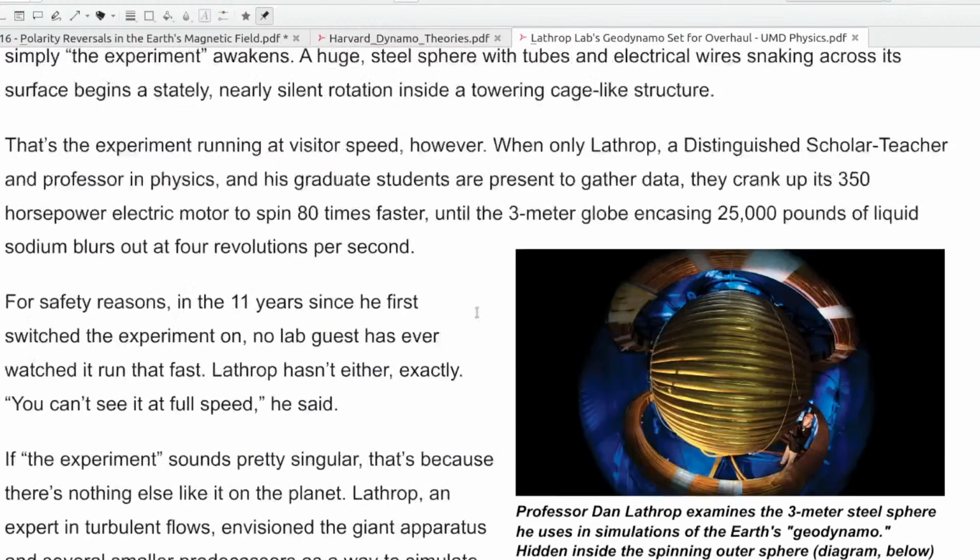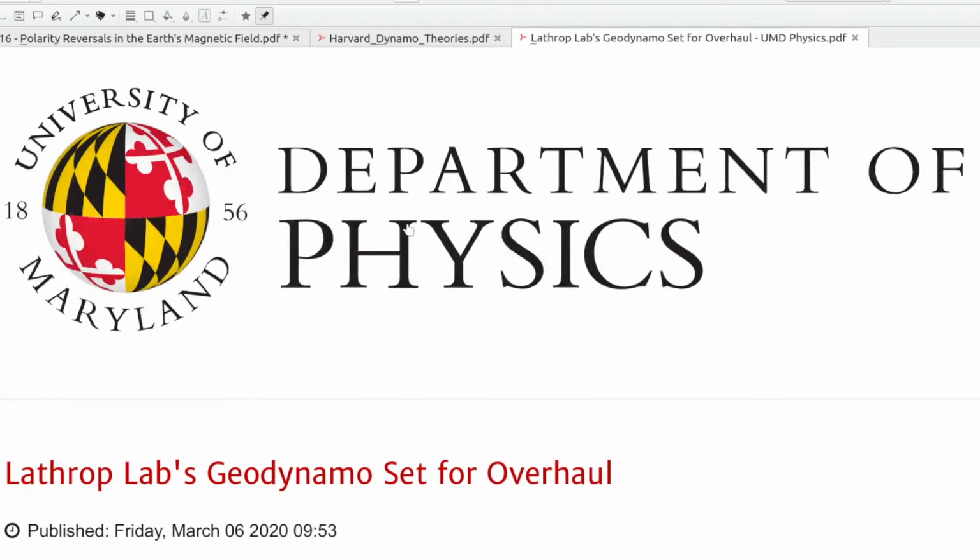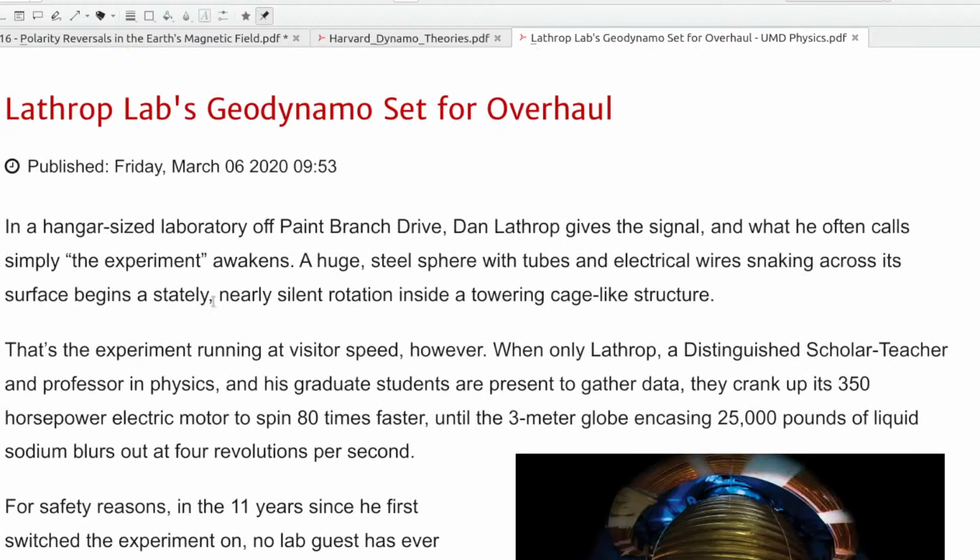And let's go ahead and just take a quick little peek at this little article here. This is from the University of Maryland Department of Physics. The Lathrop Labs geodynamo is set for overhaul.